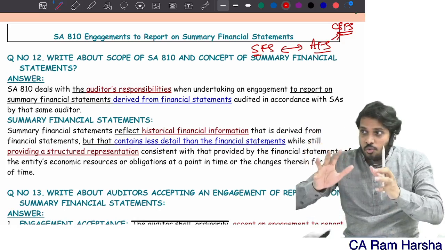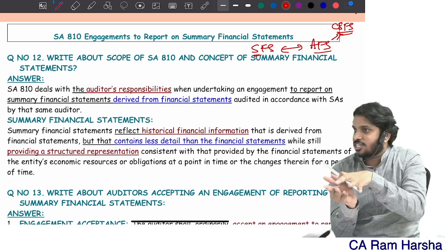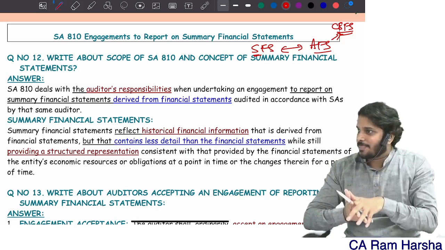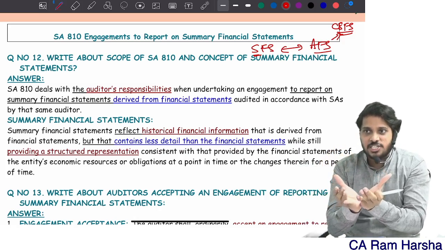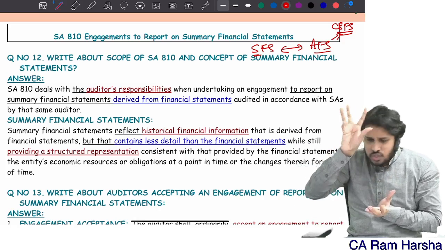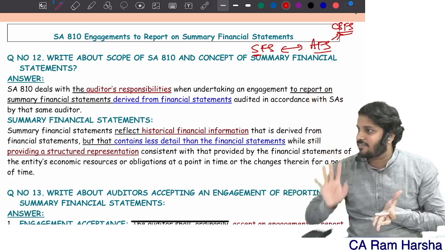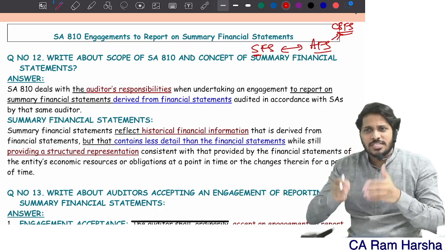It means the quality of information in summary financial statements should be clear. The quality should be high. Even if only the summary financials are read, most of the decisions can be taken. In such a way, the summary shall be drafted. Correct?